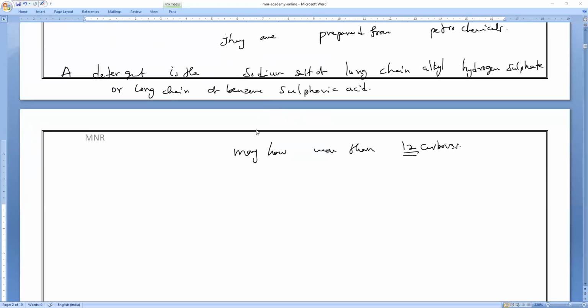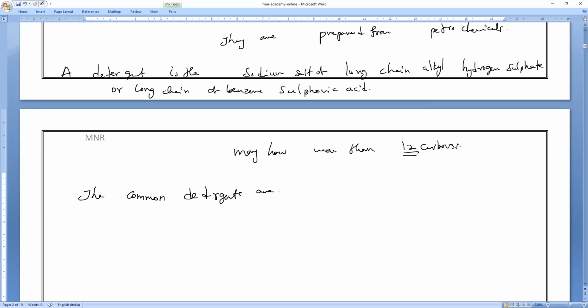What are the common detergents we are seeing? We can all see many kinds in our surroundings: Tide, Rin, Surf Excel, Ariel, many varieties of detergents. So what are the common detergent powders? As I said, they are the sodium salts of long chain alkyl hydrogen sulfates.